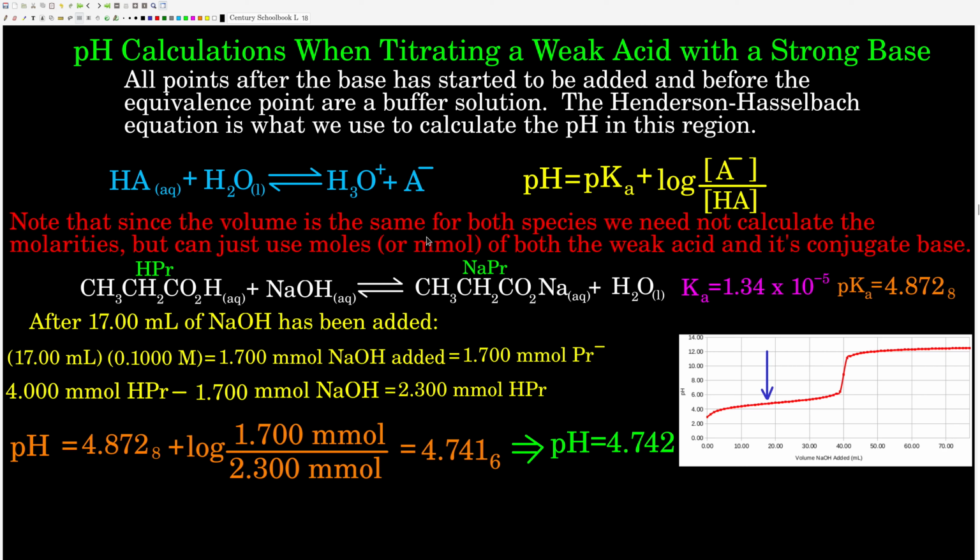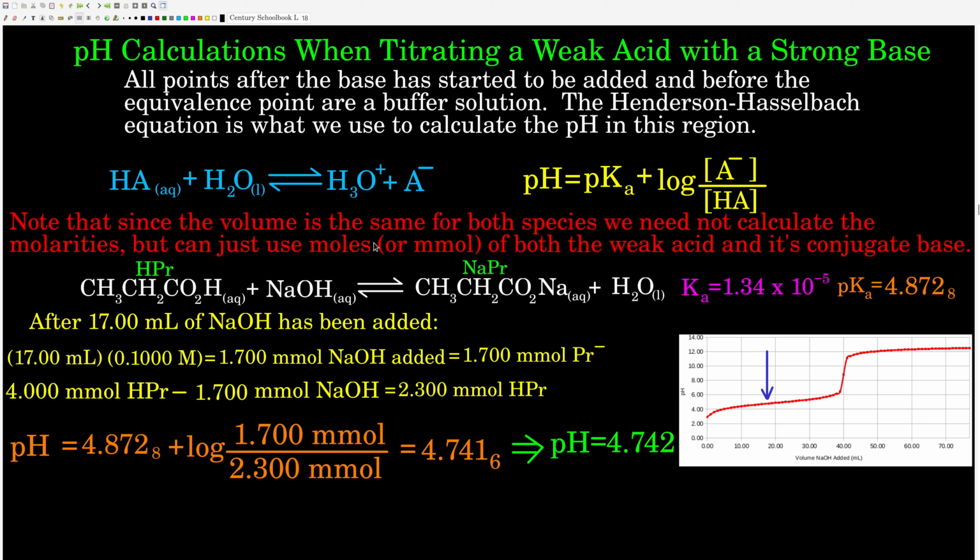Remember, once we started adding even a drop of the base, right before the equivalence point, it's a buffer, and we can use the Henderson-Hasselbalch. When I derived the Henderson-Hasselbalch equation for you, I showed it as pKa equals pH minus the log of the concentration of the base over the acid form. I just rearranged this a little bit to make it more convenient, because now we want to use the Henderson-Hasselbalch to calculate the pH. So I brought the log term over this side, so that's why it's plus.